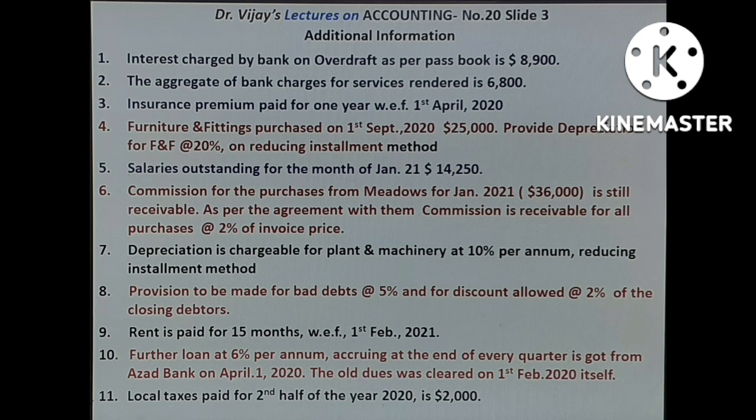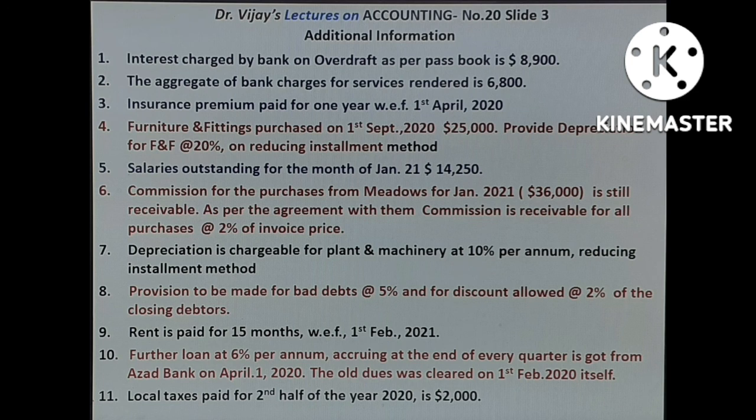Calculate only for the period from the date of purchase of machinery. Now, 8. Provision is to be made for bad debts at 5% and for discount allowed at 2% of closing debtors. To take sundry debtors as given in the trial balance, calculate 5% of it, that is new provision for bad debts. Then subtract this new provision for bad debts from sundry debtors. Whatever remains, for that calculate 2%. That is new provision for discount allowed. What is to be done further, we will see.